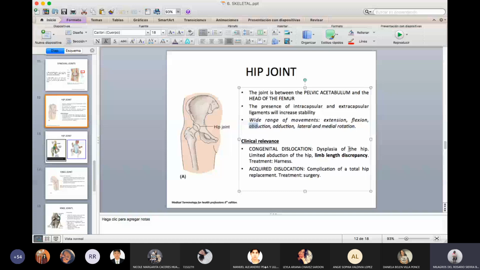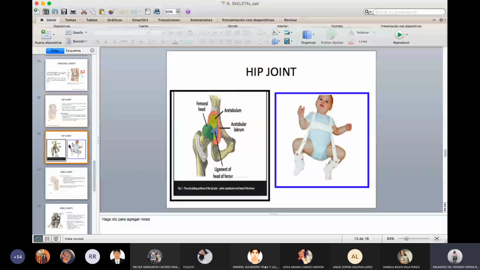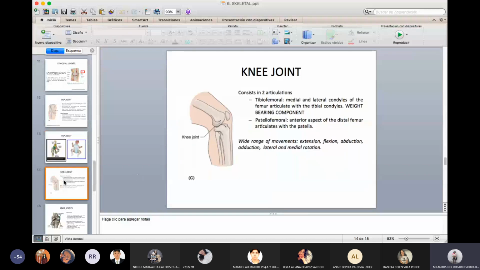And something that you see very commonly is limb length discrepancy. This is why they limp. The treatment for this is the harness when they're babies. And then acquired dislocation is a complication of a total hip replacement, and the treatment in this case would be surgery. Okay, so this is a harness that you put on babies.